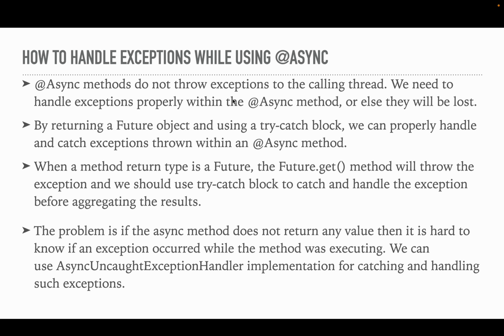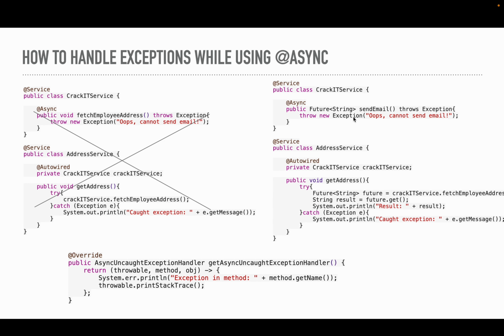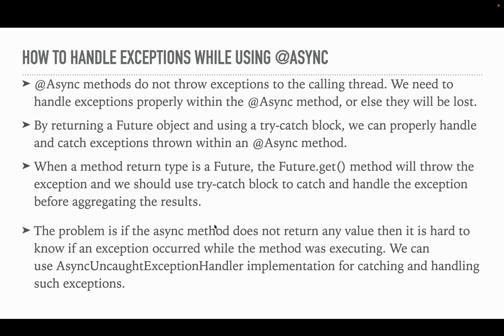But how can we achieve that? How can we handle that? What we need to do is provide the piece of code which we expect inside the try catch block, and the return type should be Future. So by returning a Future object and using a try catch block, we can properly catch exceptions. This is one main point.